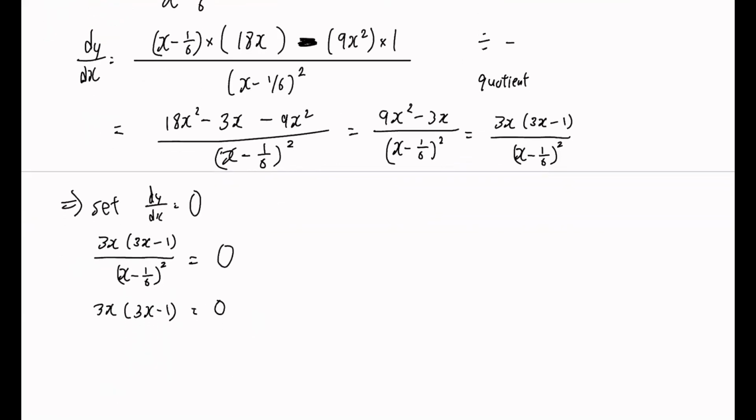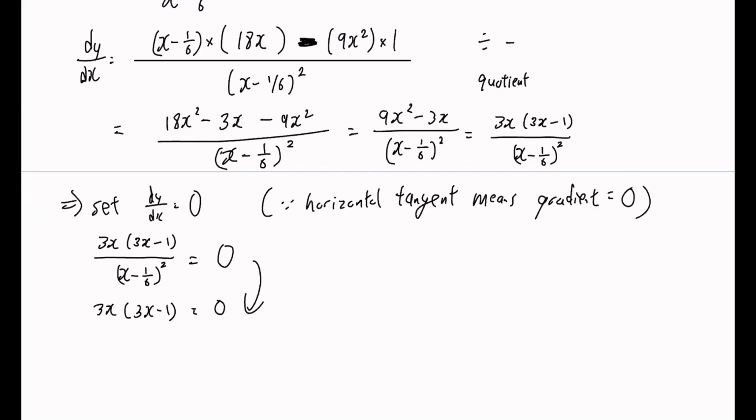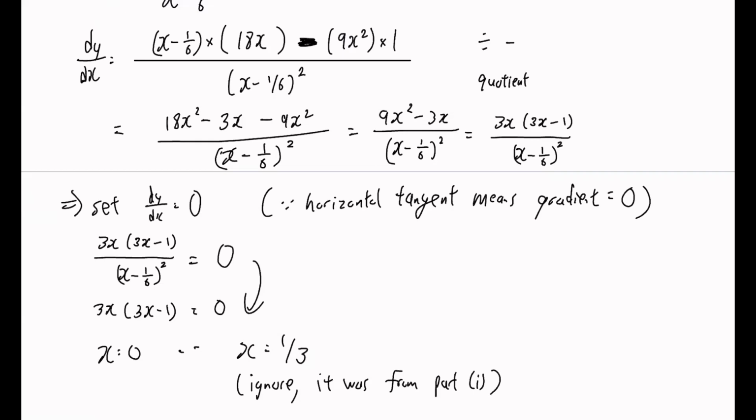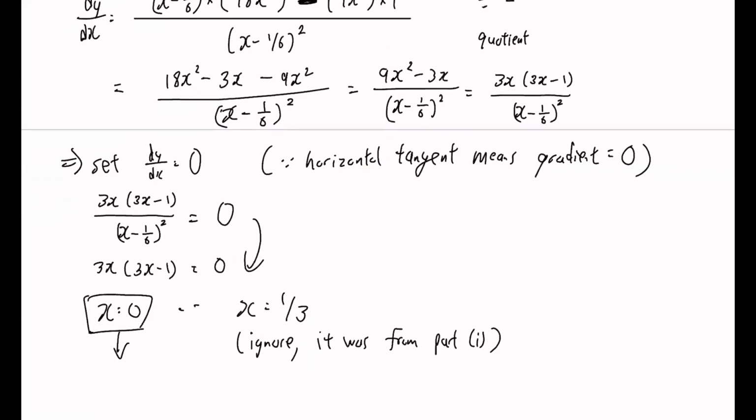Okay. The numerator becomes 0. This is because a horizontal tangent has gradient 0. X equals 0. Sub x equals 0 into the thing above. Why you don't want 1/3? Because it's the one just now. Ignore. It was from part 1. So we want to focus on this guy, then we sub into y.